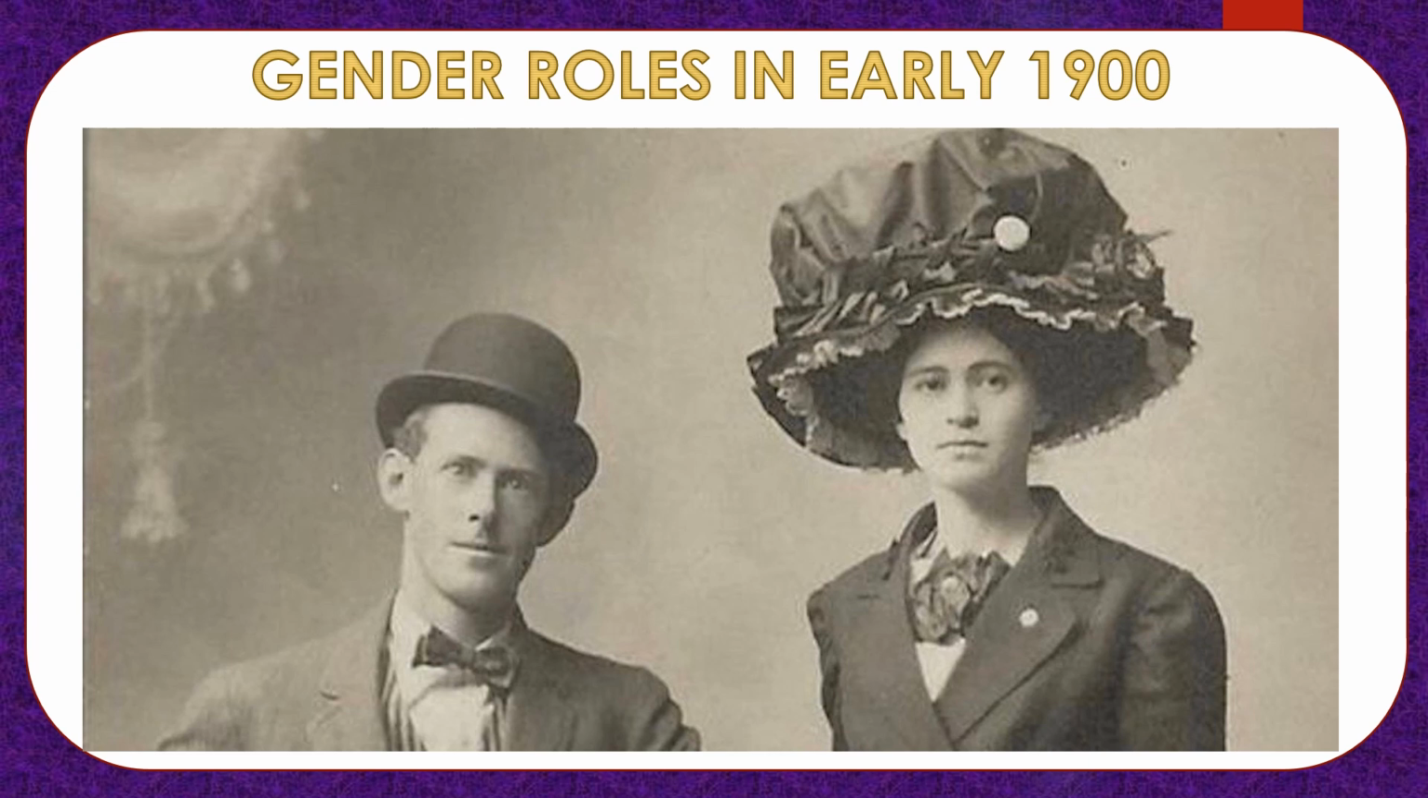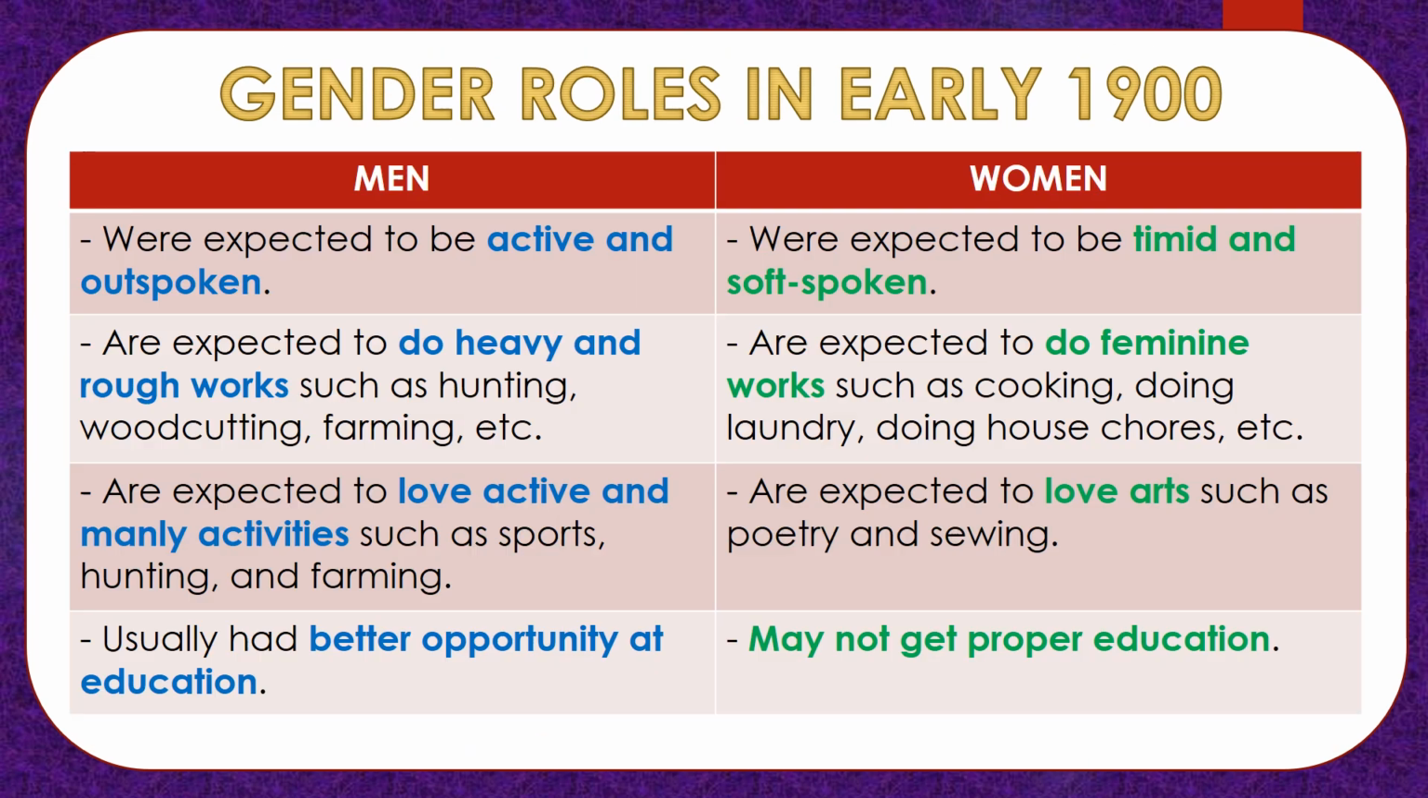But gender roles do not only revolve around the look. It is also about what they do. This is very important. So let's have a look. Back then in the early 1900s, men were expected to be more active and outspoken. They are more physical. So because they are more physical, they do heavy and rough works such as hunting, wood cutting, farming, all those heavy stuff. And they are also expected to be active in manly activities, such as sports, hunting, and farming. And they usually have better opportunity at education.